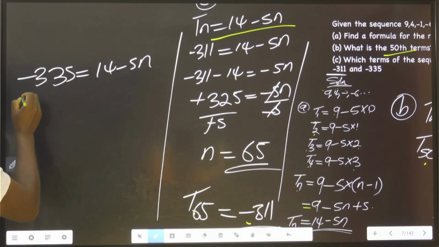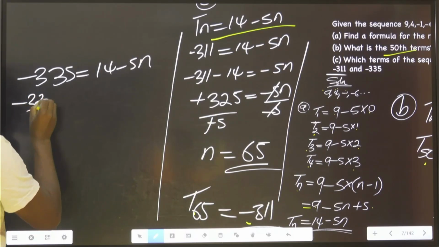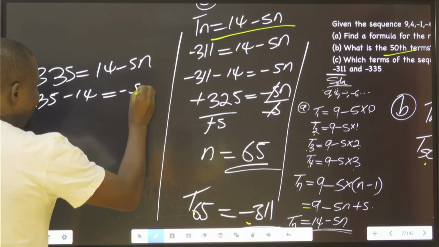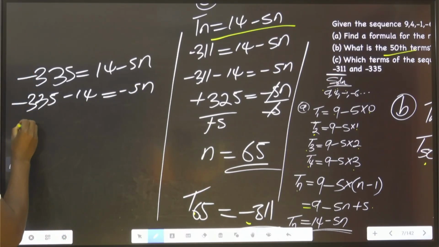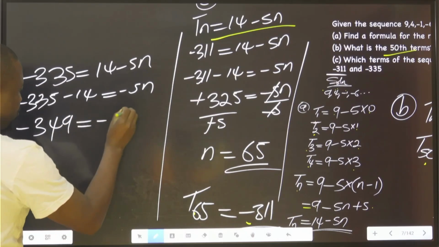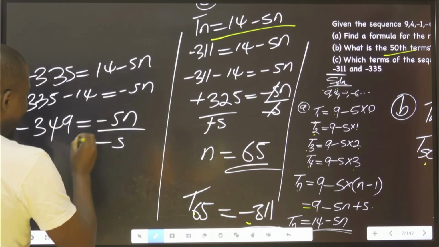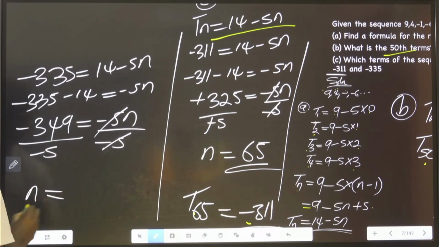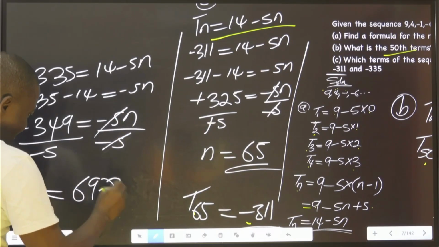Okay, now let's work on this. Minus 335. We move this to this side to have minus 335 minus 14 equals minus 5n. This will give us minus 349 equals minus 5n. Divide both sides by minus 5. That is, this and this will cancel. n therefore is equal to 69.8.